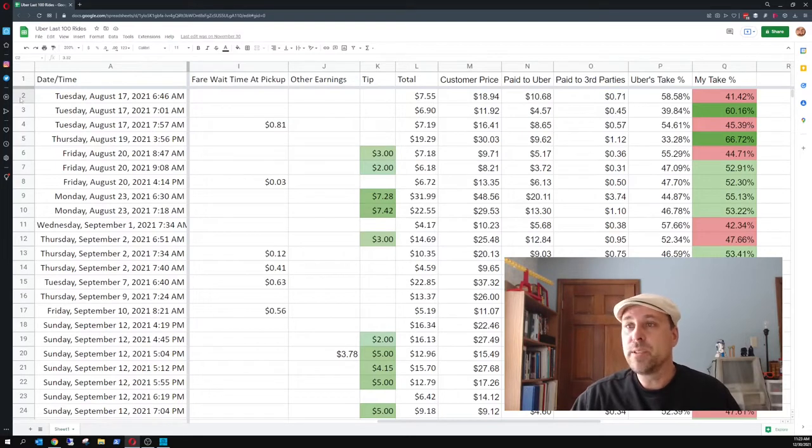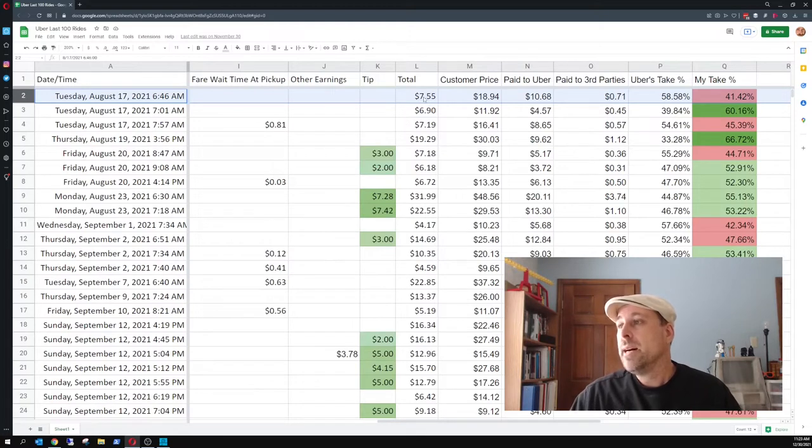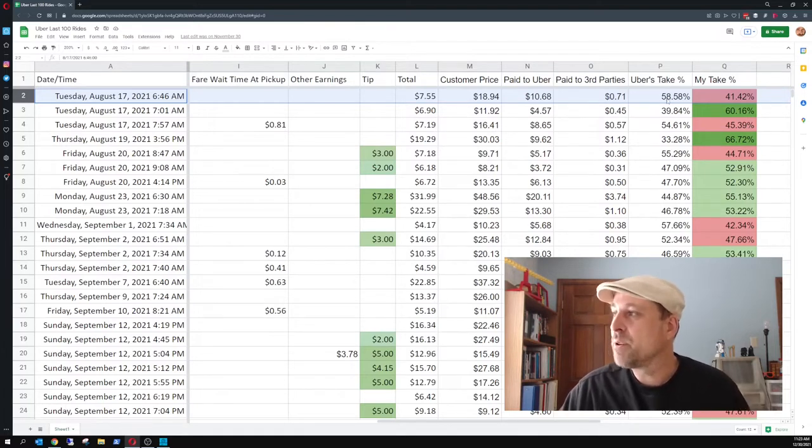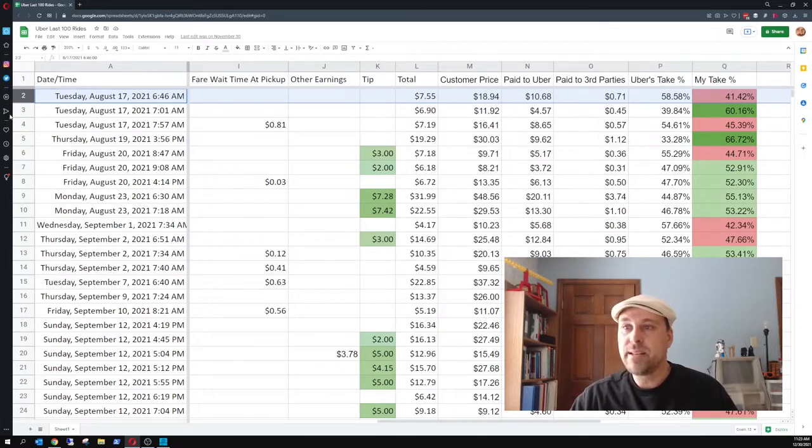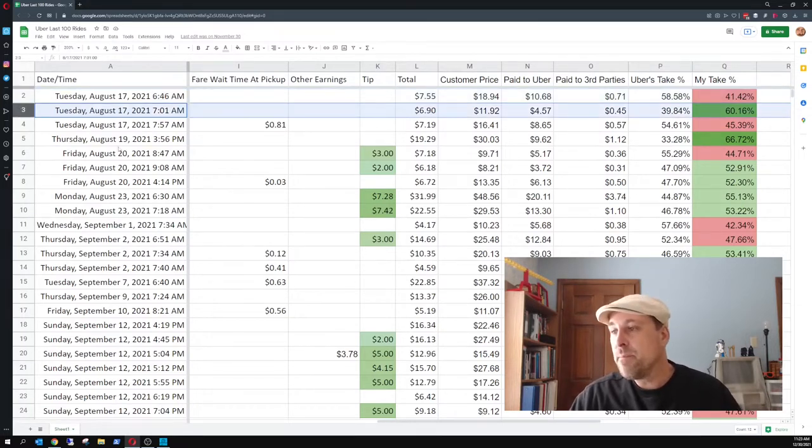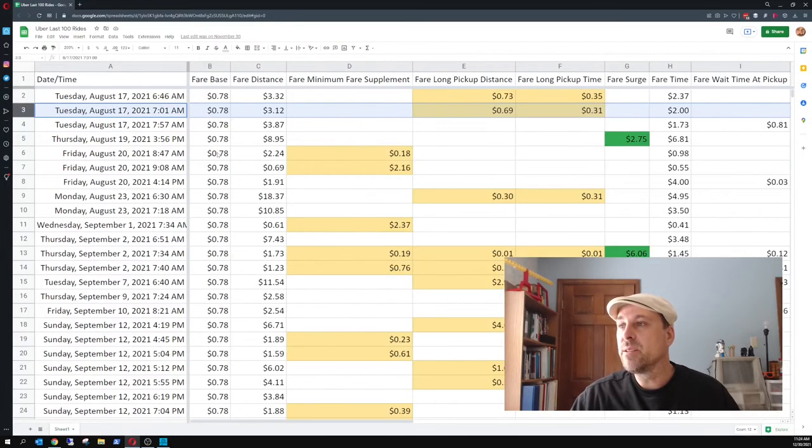So I have the total. Let's just look at this row here. This is a good example. A couple good examples on the first two rows. The total that I was paid, how much the customer paid, how much Uber was paid, third parties or fees and things like that. And you can see here that Uber's take on this trip, where the customer paid nearly $19, they took 58.58% of the fare, and my take was 41.42%.